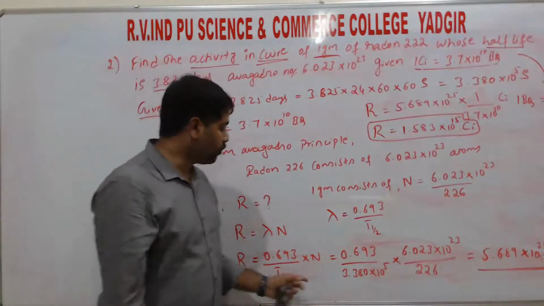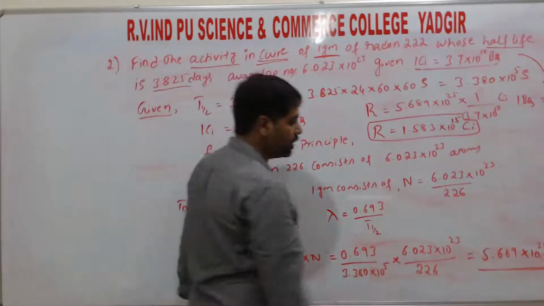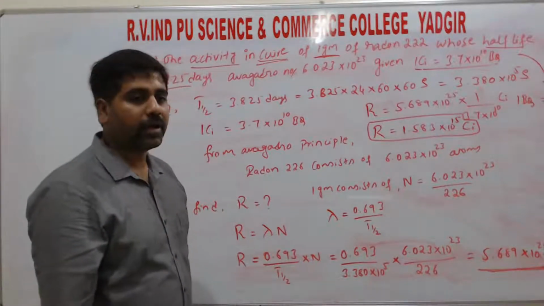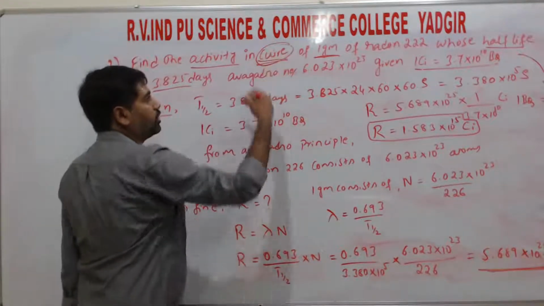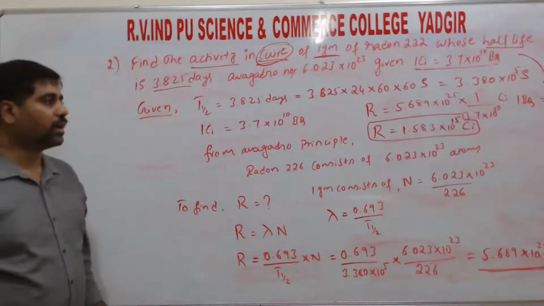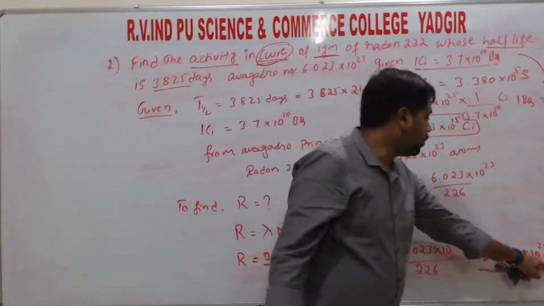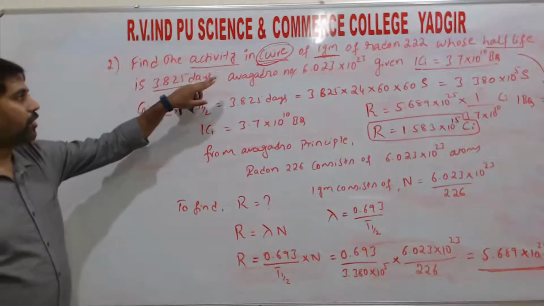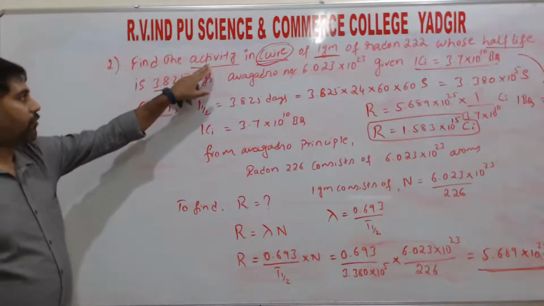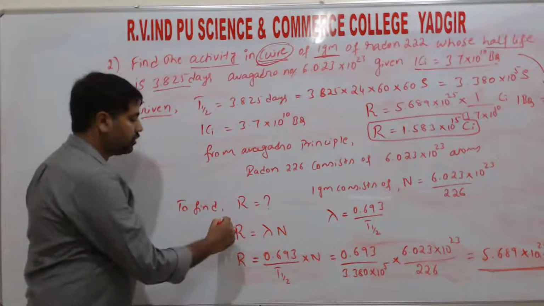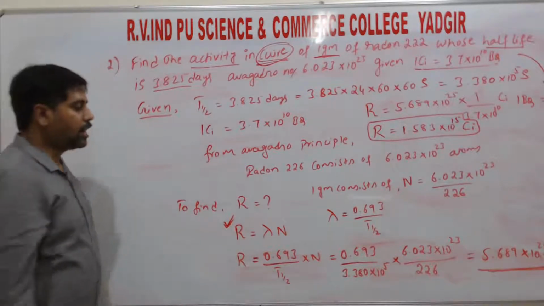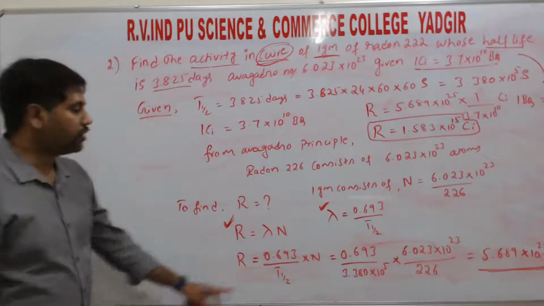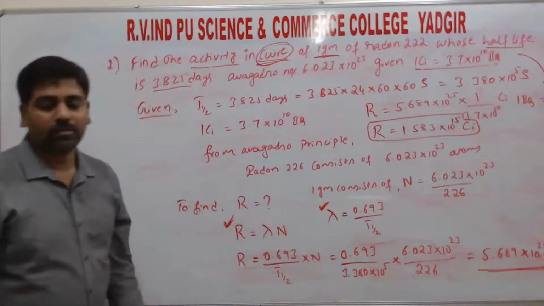So if they ask only to find the activity R, then the final answer is 5.689 into 10 to the power of 25 becquerel. So here we need to observe this one: they ask the activity in terms of curie, then we need to convert the unit becquerel into curie, right? So this is the given half-life, and from the half-life we are finding the activity. We have the simple formula R is equal to lambda N, and the formula lambda is equal to 0.693 by T half, or T half is equal to 0.693 by lambda, right?